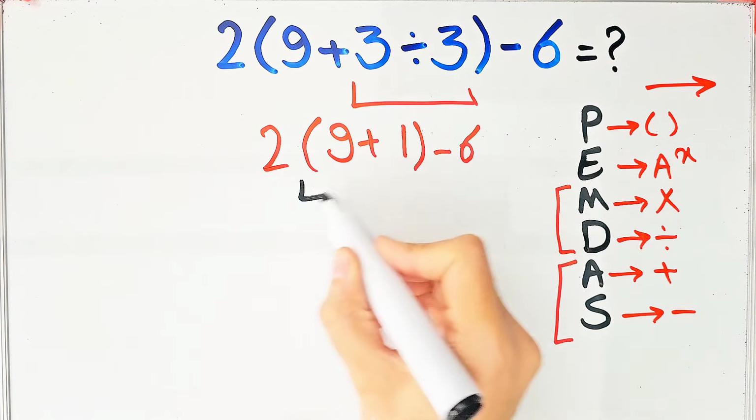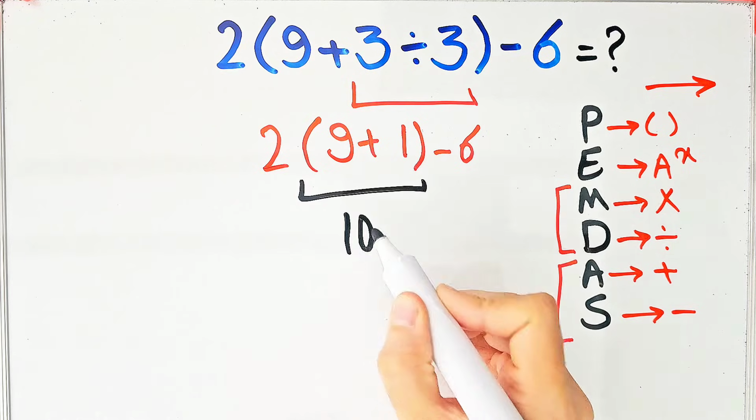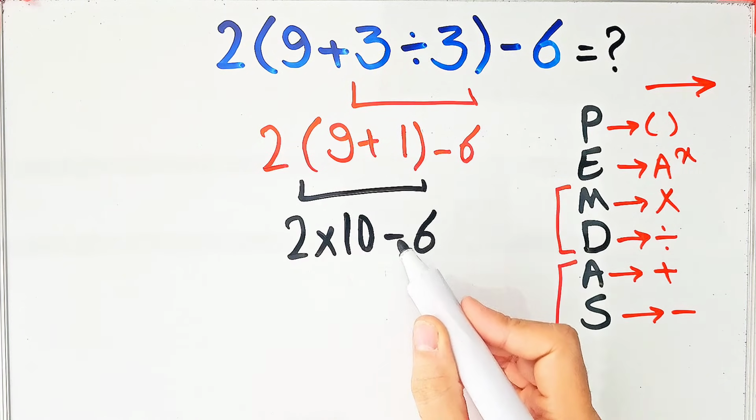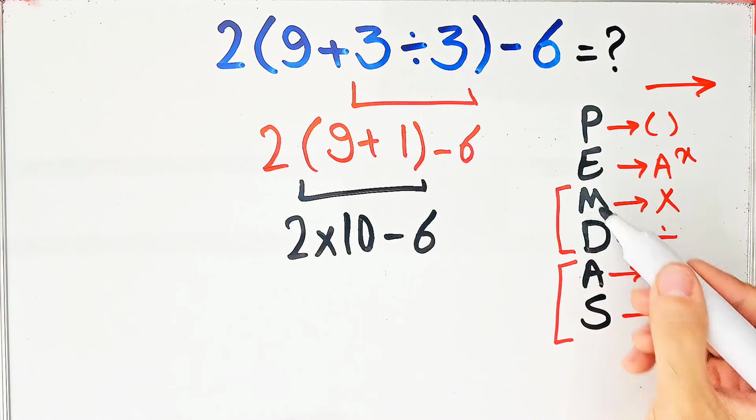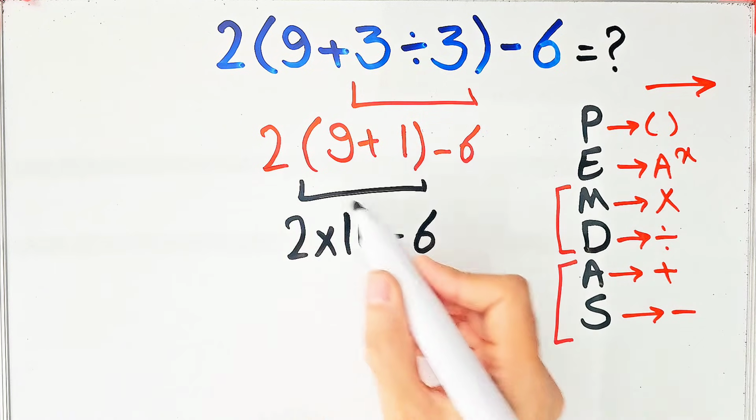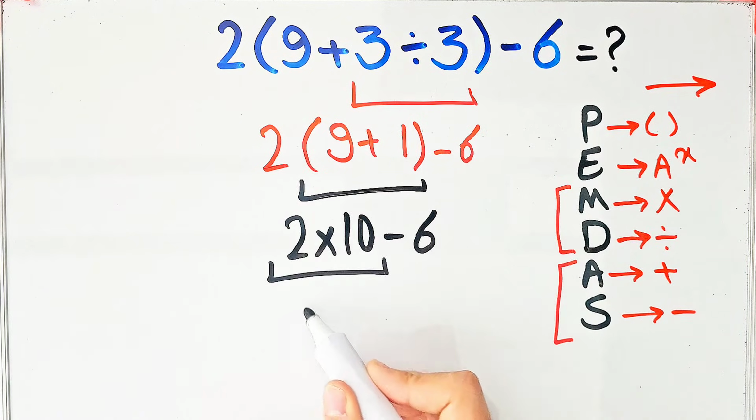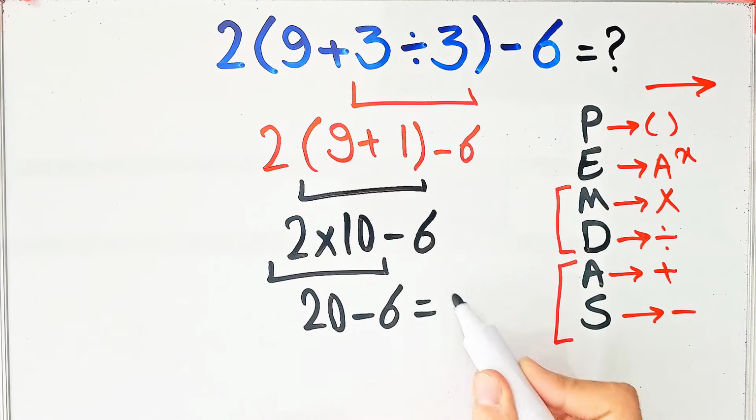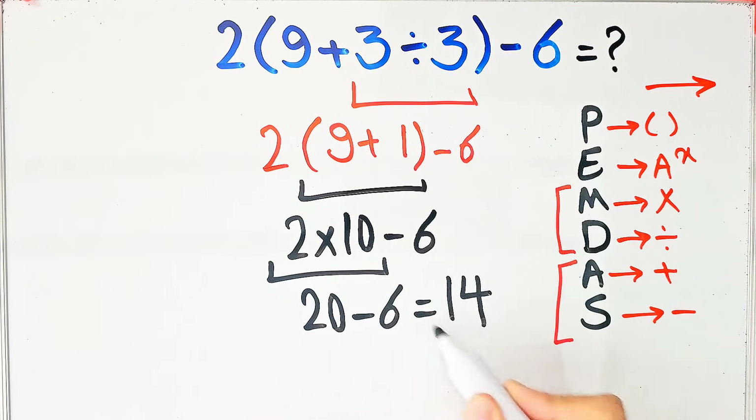9 plus 1 equals 10. Now we have 2 times 10, then minus 6. In this step, we do this multiplication, because the multiplication has higher priority than subtraction. 2 times 10 equals 20, and 20 minus 6 equals 14. The final answer of this question equals 14.